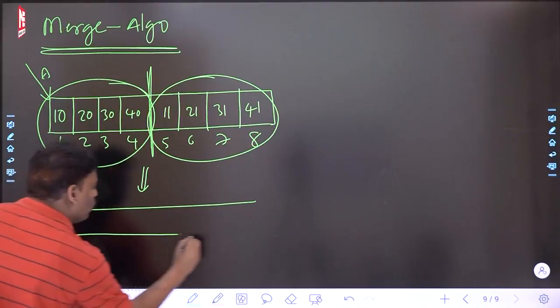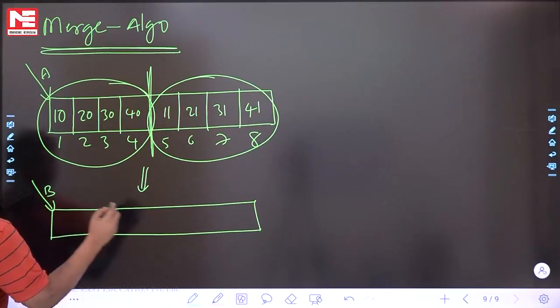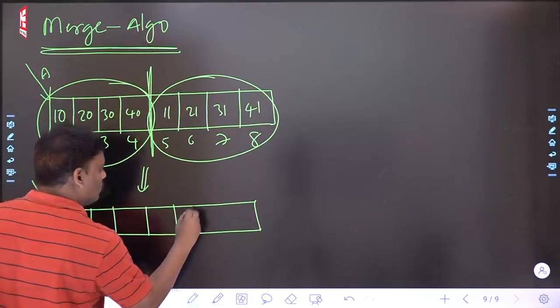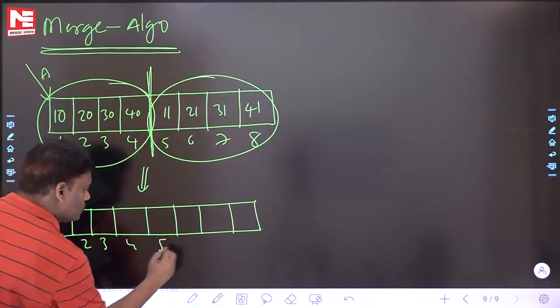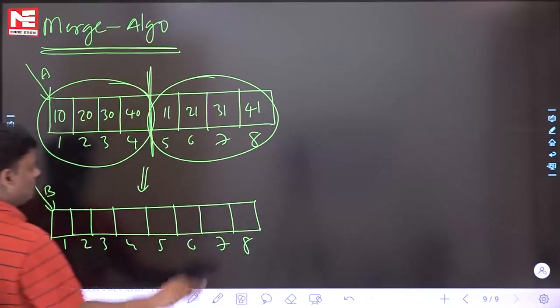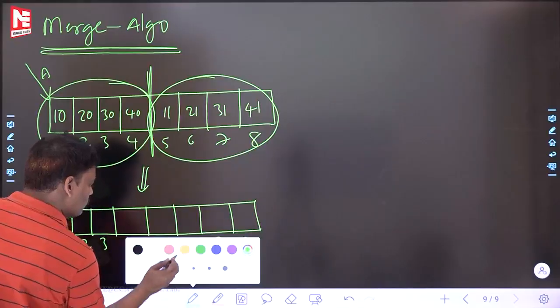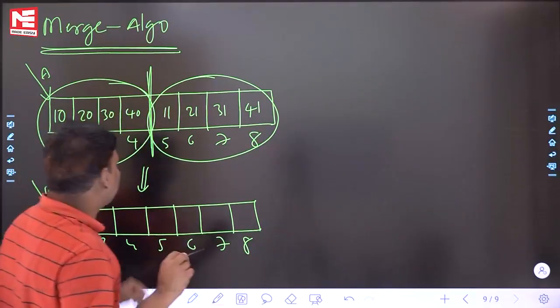So let me take one more array. Name is called B array, which contains 8 slots: 1, 2, 3, 4, 5, 6, 7, 8. This array name is B, which contains 8 slots. Right? You have to do the merge. Let me do the merge. So I am doing the merging now. Please carefully listen.